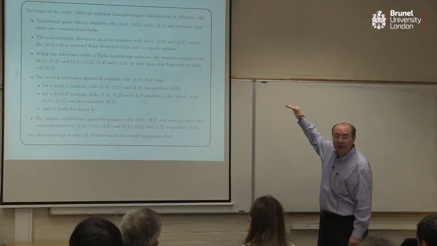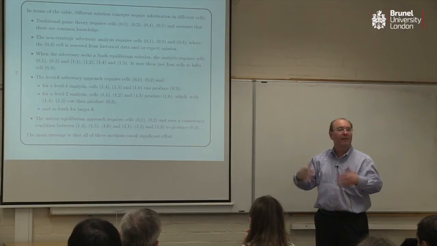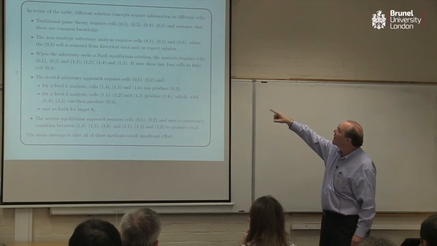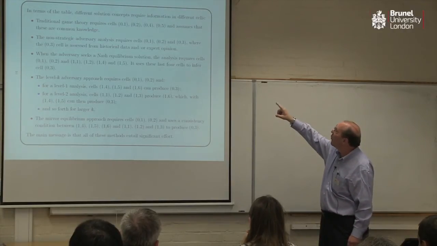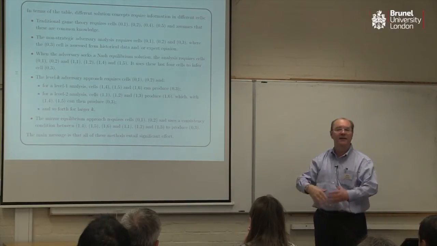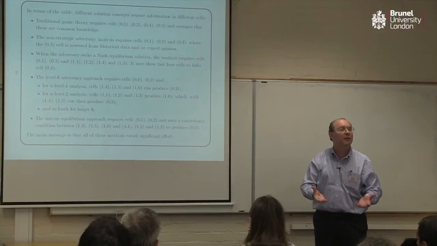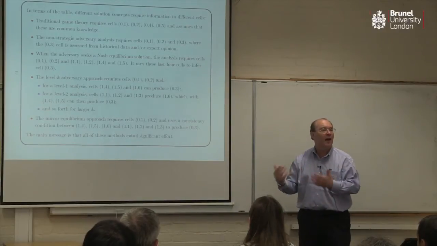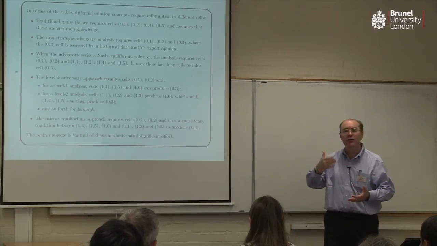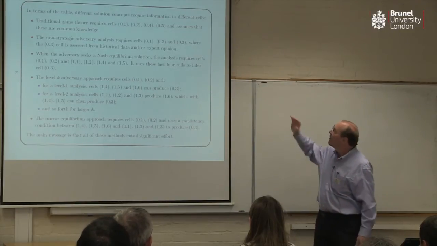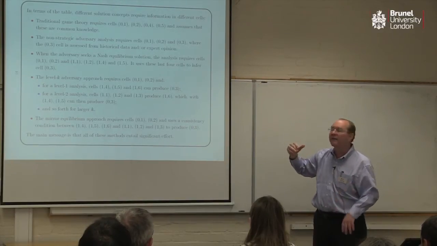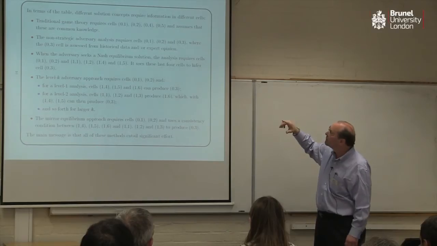If I have a non-strategic opponent, so I'm imagining that this guy is just basically tossing a coin and doing whatever the coin tells him to, then the non-strategic analysis requires cells 01, 02, and 03. And the 03 cell is historical data. If we're talking about predicting a hurricane, we know how many times in the last 100 years a hurricane has struck New Orleans. We know what the distribution of the severity of the outcomes was. That's all stuff that comes from historical information or expert opinion or any of the usual mechanisms.